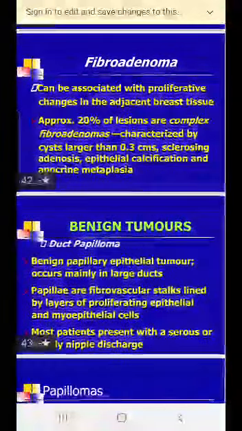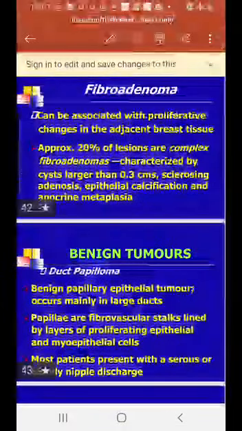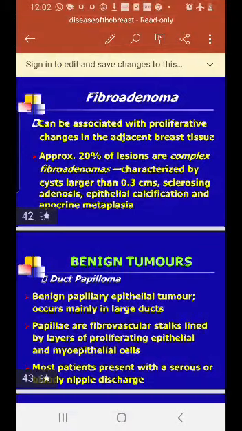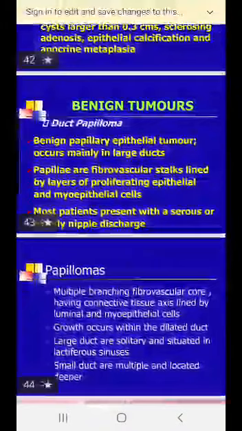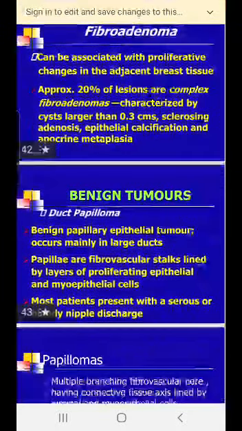They can be associated with other microscopic features. If it shows a cyst larger than 0.3 centimeters, sclerosing adenosis, and now we know what sclerosing adenosis is, epithelial calcification and apocrine metaplasia, we call it a complex fibroadenoma, and the chance of malignancy in a complex fibroadenoma is around 5 to 7%. So you have to understand the microscopic features very classically. Then we have another benign entity known as a duct papilloma. Just to close on fibroadenoma, it gets healed once you do the excision biopsy. It is completely healed. It is not a malignant condition.